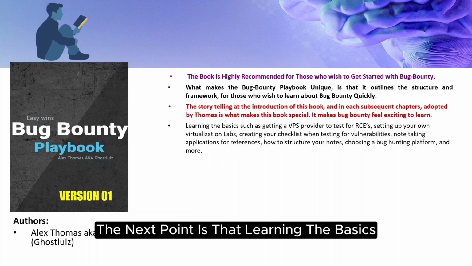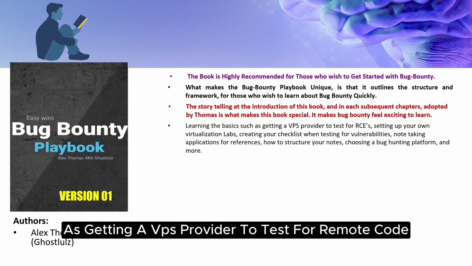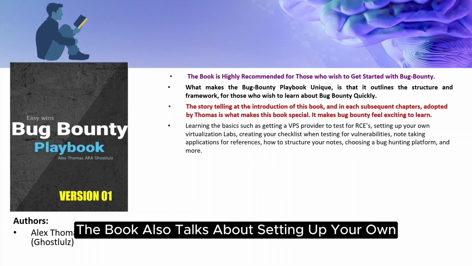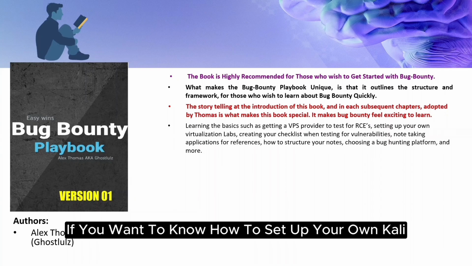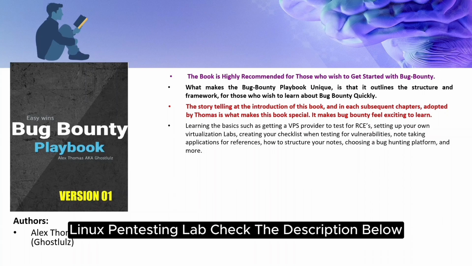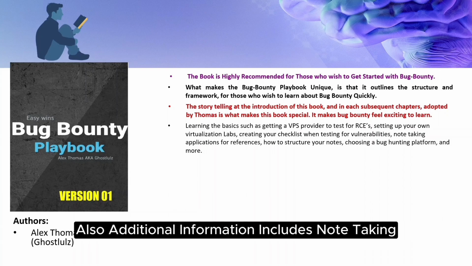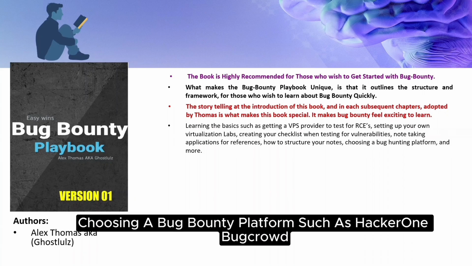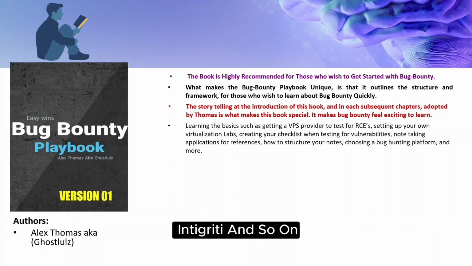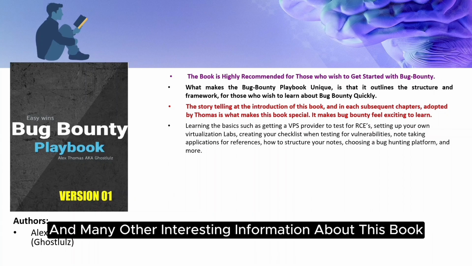The next point is learning the basics, such as getting a VPS provider to test for remote code executions. The book also talks about setting up your own virtualization lab. Speaking of virtualization labs, if you want to know how to set up your own Kali Linux pen testing lab, check the description below. Additional information includes note-taking applications for references, how to structure your notes, choosing a bug bounty platform such as HackerOne, Bugcrowd, Integrity, and so on, and many other interesting pieces of information about this book.